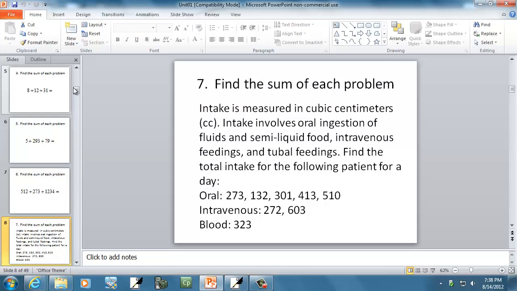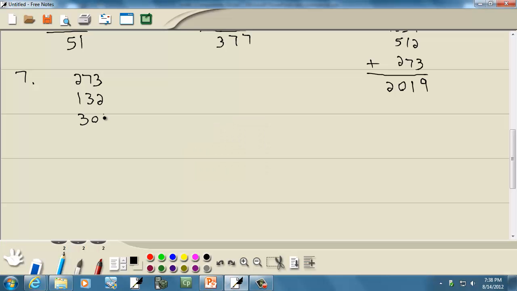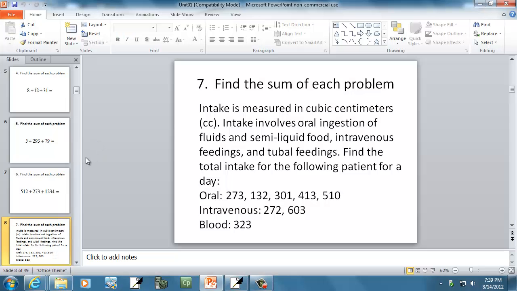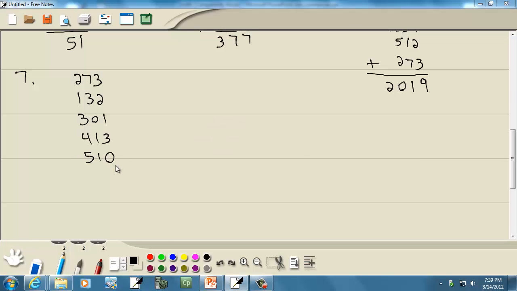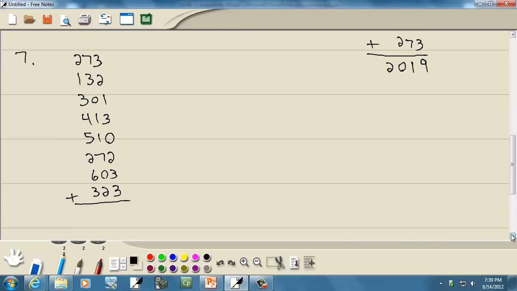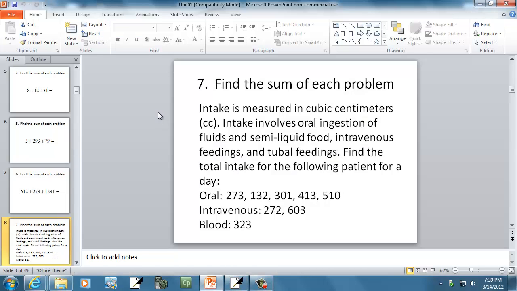Got 273, 132, 301, 413, 510, 272, 603, and 323. Running on assumption I wrote them all down correctly, let's add these together. Let me double check that. 273, 132, 301, 413, 510, 272, 603, 323.